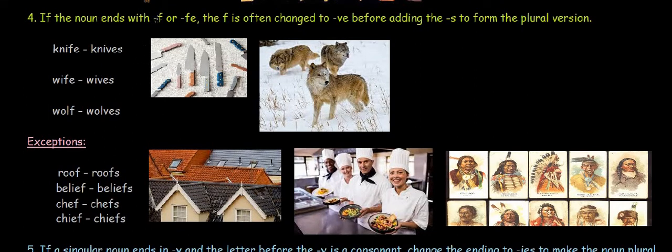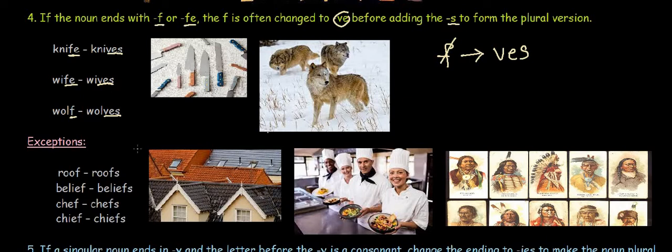Now there are some nouns that end with F or FE. So the F is often changed to VE before adding the S to form the plural version. For an example, knife, there is an F and an E. You get FE, so it's knives. Wife, there is F and E, so we cancel the F and we add VES. Wolf, we cancel the F and then we add VES. So here the basic rule is you cancel F and instead you write VES. Okay, that is the basic rule here.